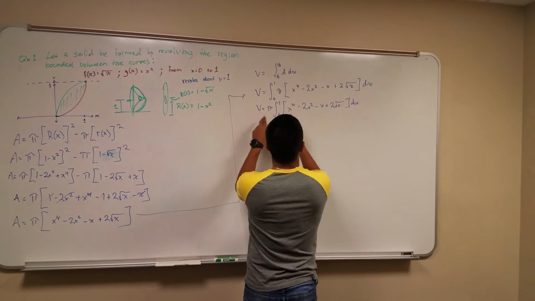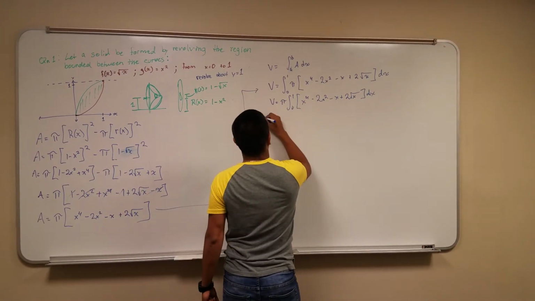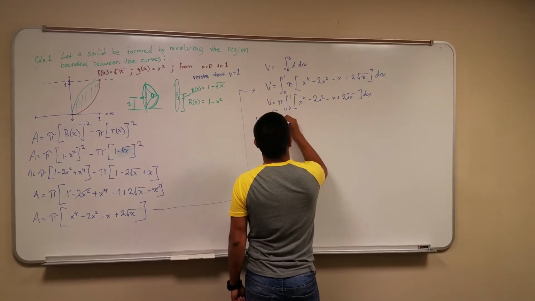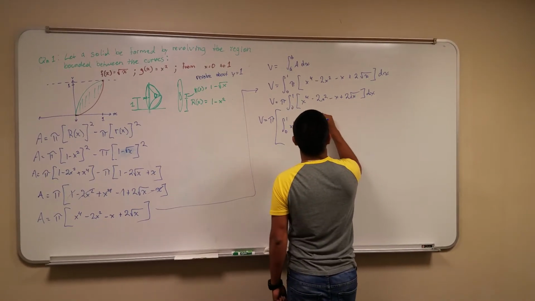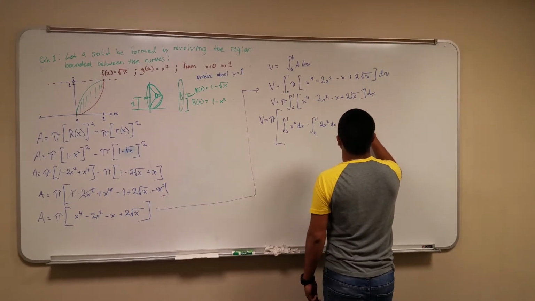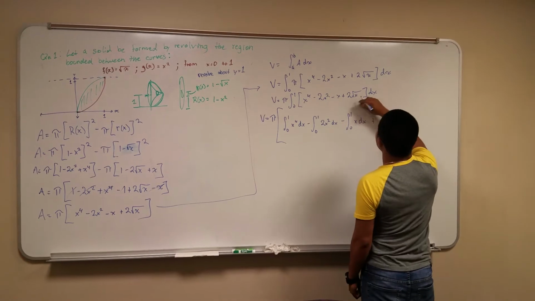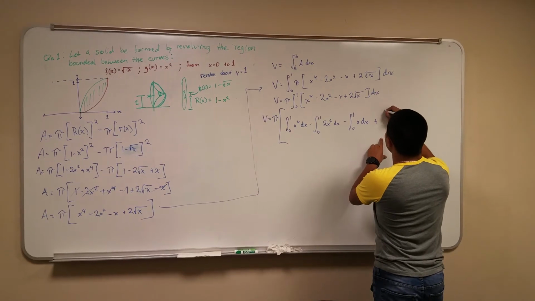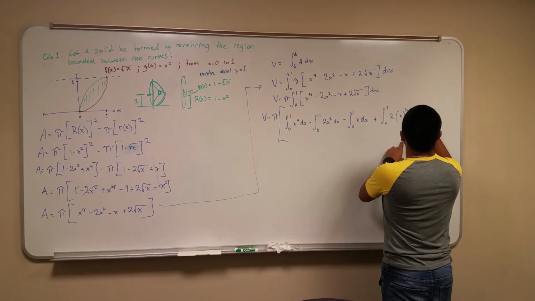And then we can break the integral apart into each of these terms. So it's going to be V is equal to pi, big bracket, and then the integral from 0 to 1 of x to the 4th dx, minus the integral from 0 to 1 of 2x squared dx, minus the integral from 0 to 1 of x dx, plus, and then we express this as a fraction, the integral from 0 to 1 of 2 x to the 1/2 dx.